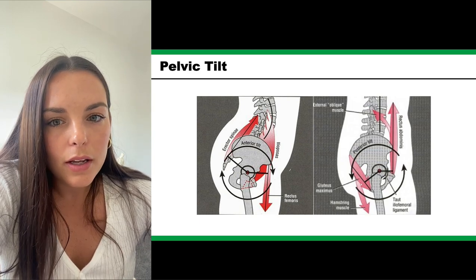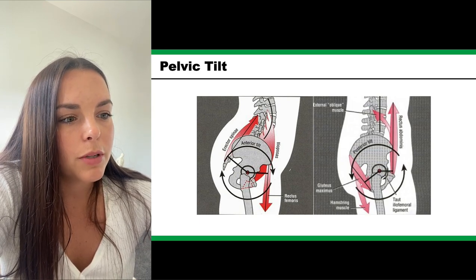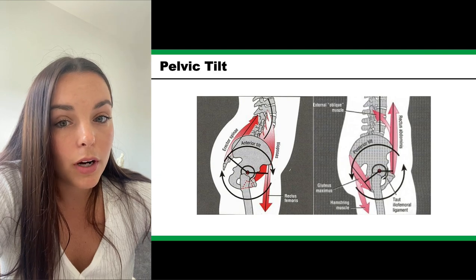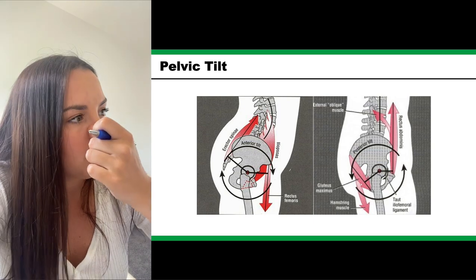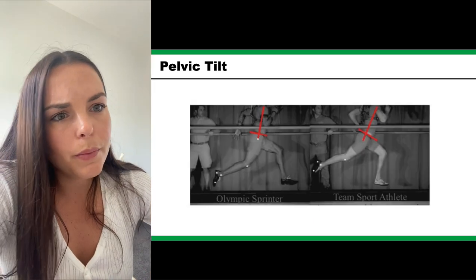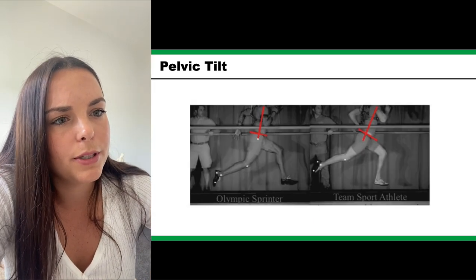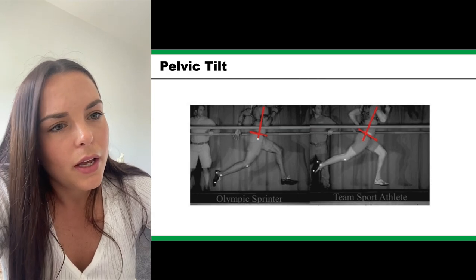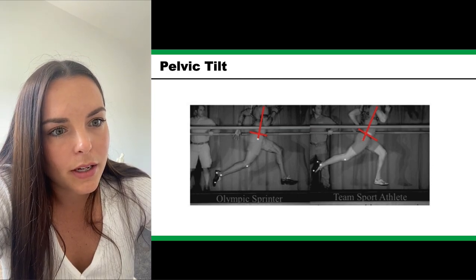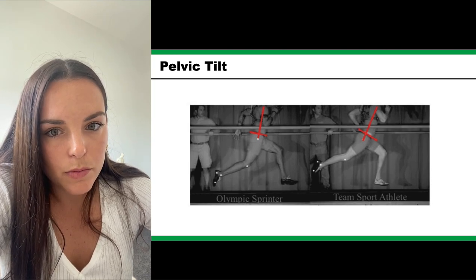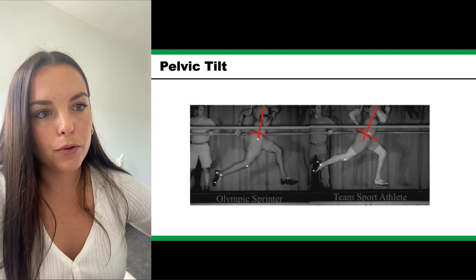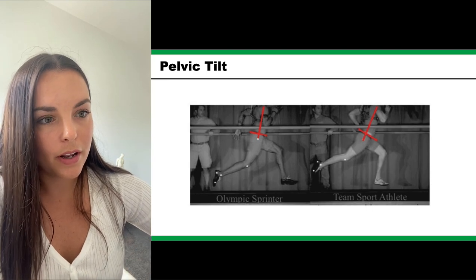Now, another interesting thing with pelvic tilt is when we talk about sprinting and running, because it's a big debate in that area. If you look at these 2 pictures, we're comparing an Olympic sprinter to a team sport athlete. And you can see with those red lines, the Olympic sprinter's pelvis seems to be much more level, whereas with the team sport athlete, the pelvis is tilted forward. It's tipping that water out the front there.